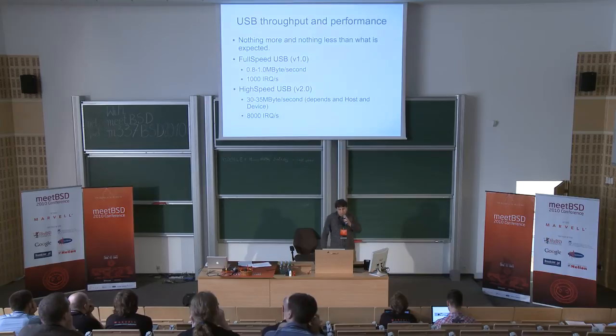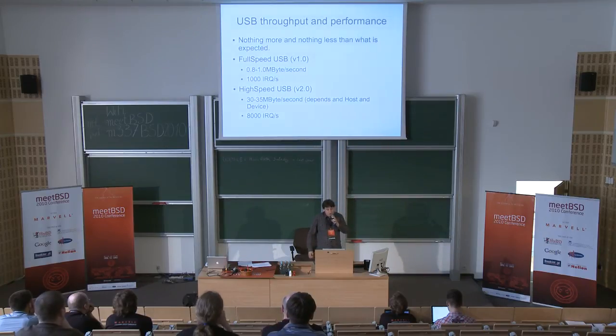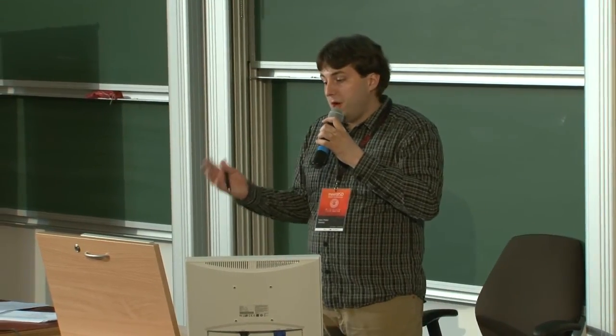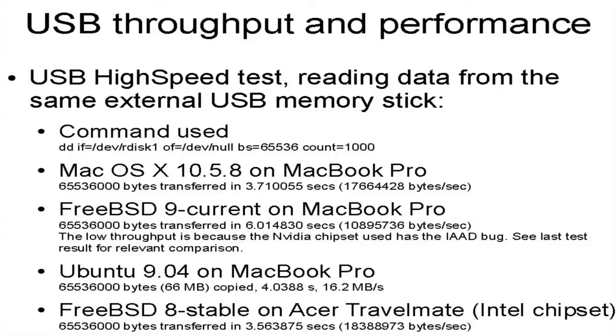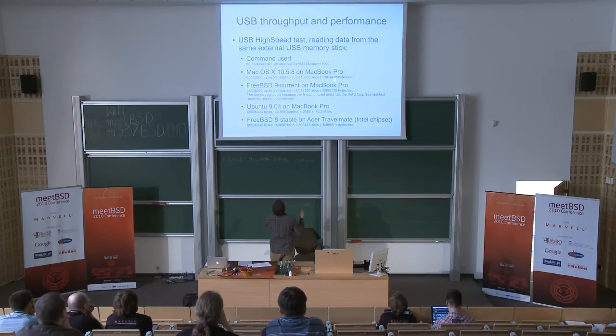Throughput ranges from around 0.8 megabytes per second for USB 1.0 to 35, maybe up to 40 megabytes per second for USB 2.0. These numbers depend a lot on your hardware. And here are some numbers I extracted just before I came to this conference. This test is frequently used to measure performance. It's reading data from a USB disk.